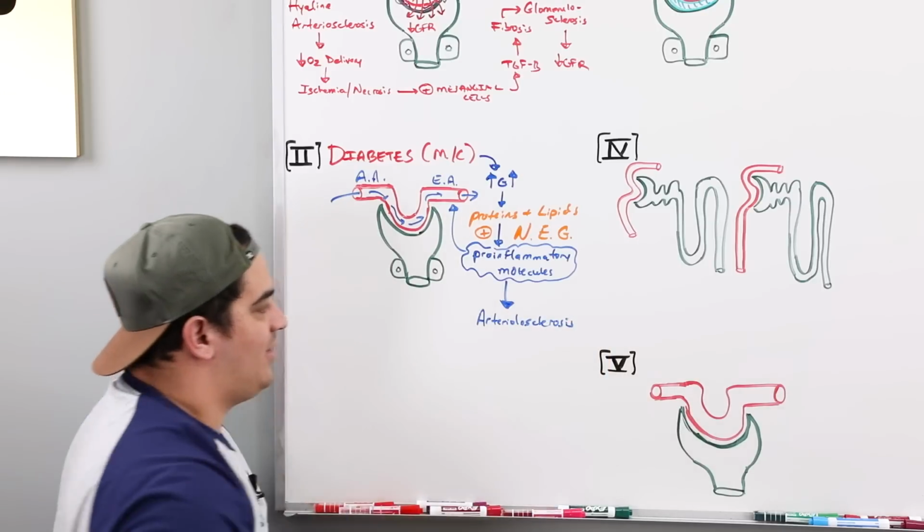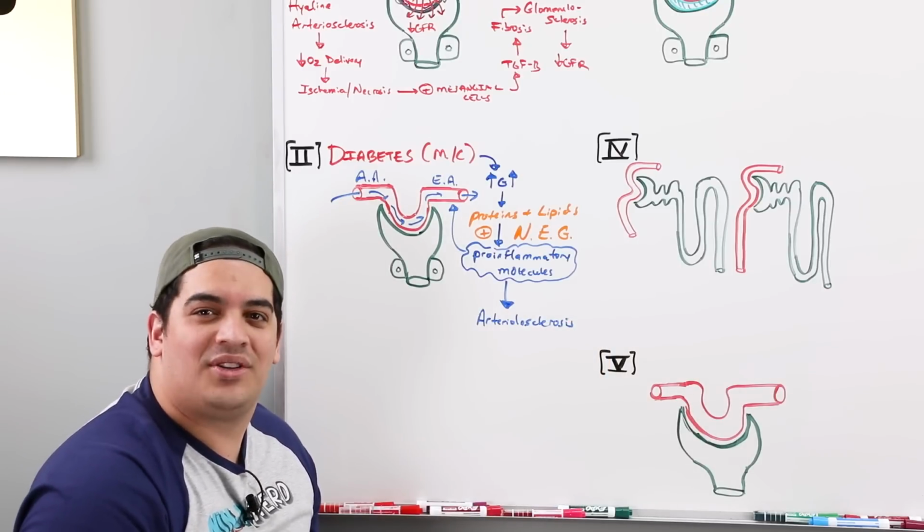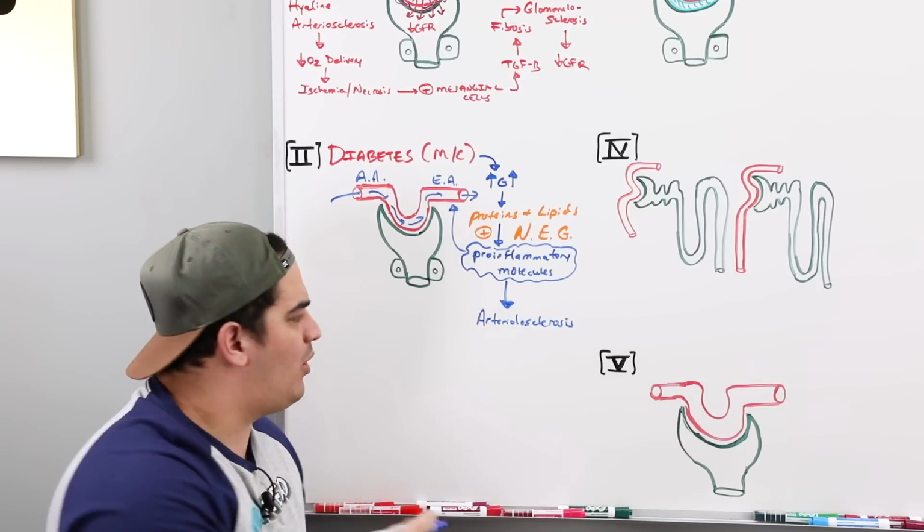It leads to arteriolosclerosis. And there are two types. You know what two types happen here? One is where there's lots of hyalinosis. So what would that be called?